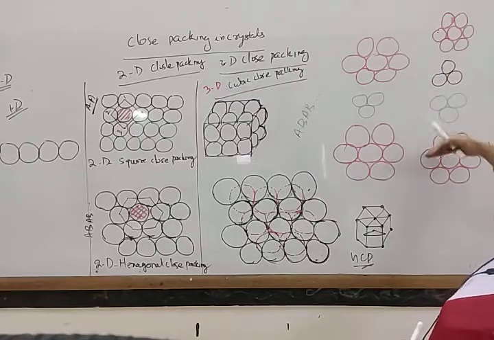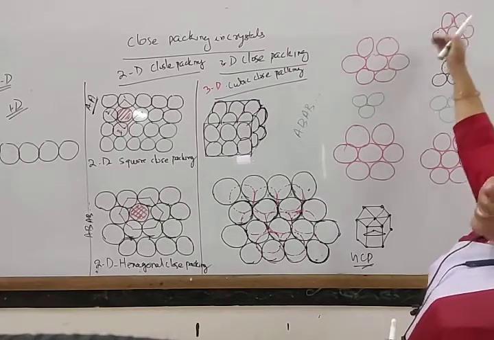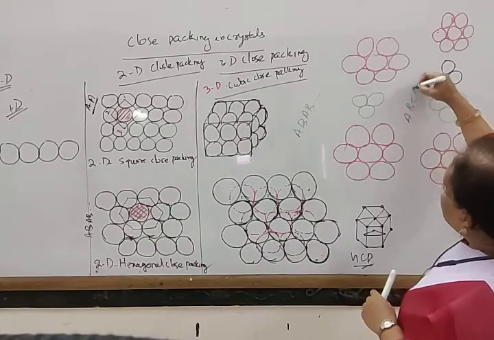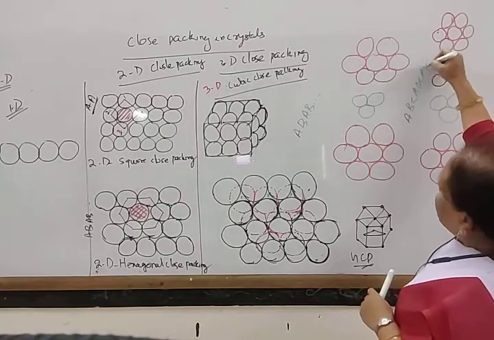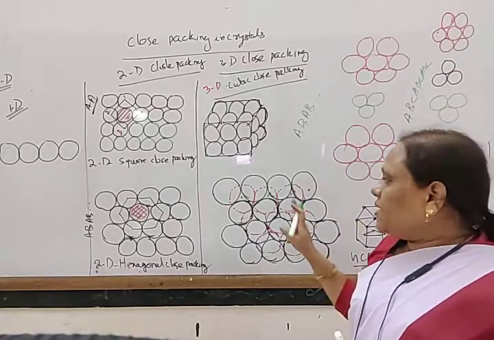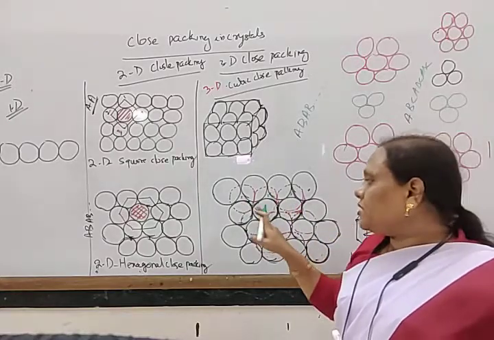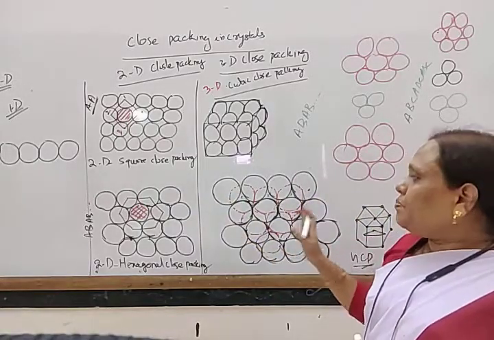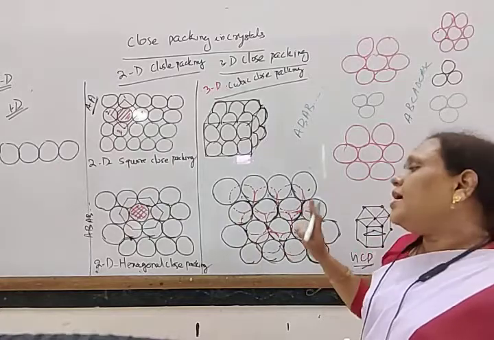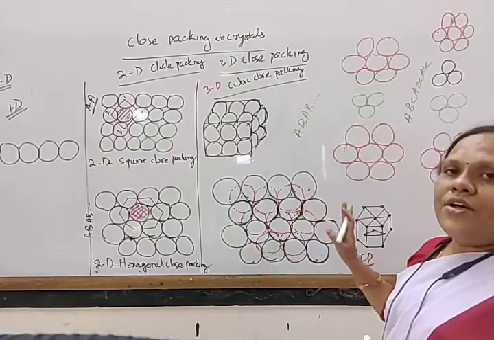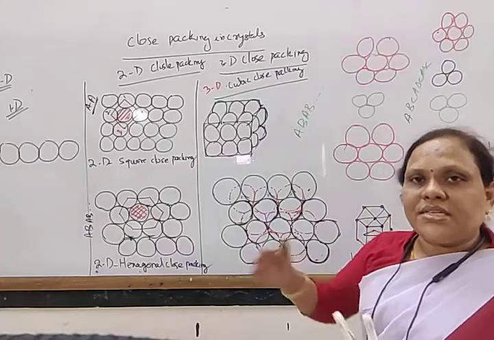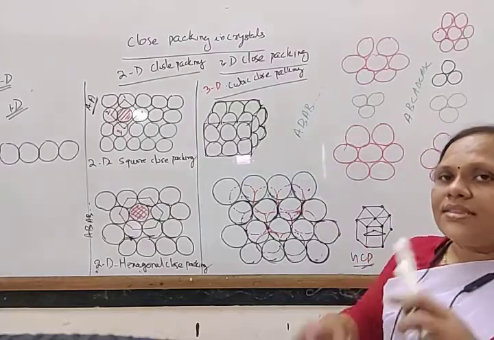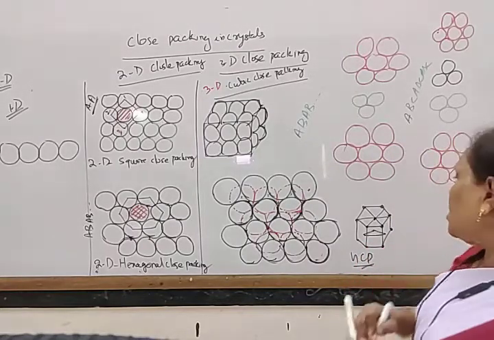If this type of arrangement is there, A, B, C, and again A, B, C, that type of arrangement is called ABC. The first layer is there, the second layer crossing the X, and the third layer just covering the dots, and the fourth layer just as the first layer, the fifth layer just as the second layer, and the sixth layer just as the third layer. So if this type of arrangement takes place, then that gives rise to ABC type arrangement, and that gives rise to a face-centered cubic structure.